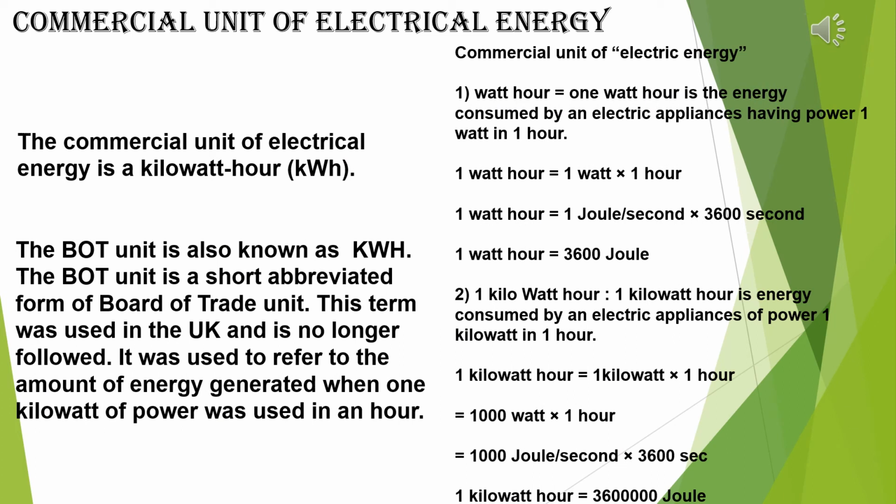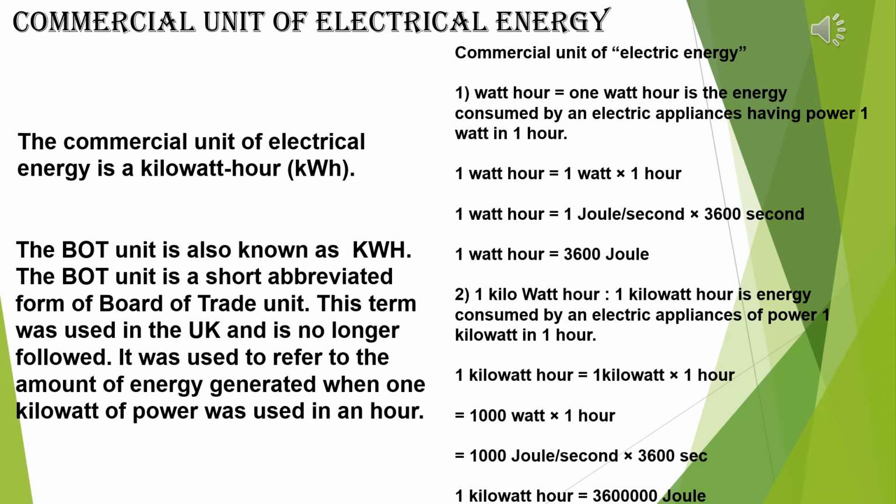Now, the commercial unit of electrical energy. The commercial unit of electrical energy is a kilowatt hour, kWh. The BOT unit is also known as kWh. BOT unit is a short abbreviated form of Board of Trade Unit. This term was used in the UK and is no longer followed. It was used to refer to the amount of energy generated when 1 kilowatt of power was used in an hour. Now see, I have given a chart, commercial unit of electric energy.